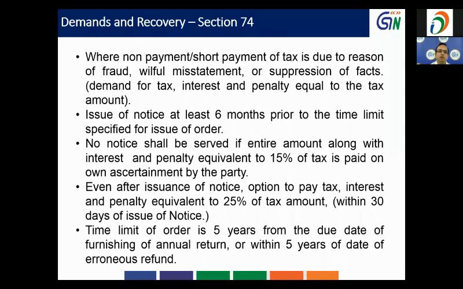Like if there is short payment of tax or evasion of tax, but with the intention of fraud, willful misstatement, or suppression of facts, then section 74 comes into play. And there are certain differences in the penalty which can be imposed, or the show cause notice which can be issued. So a show cause notice has to be issued 6 months before the time limit for issuance of order. And the penalty amount has also been given, that it should be 15% of the tax if it is on the own ascertainment of the party. And even after issuance of notice, he has an option to pay the tax, interest and penalty of 25% within 30 days of the issue of the notice.